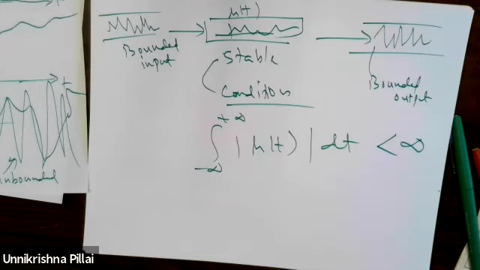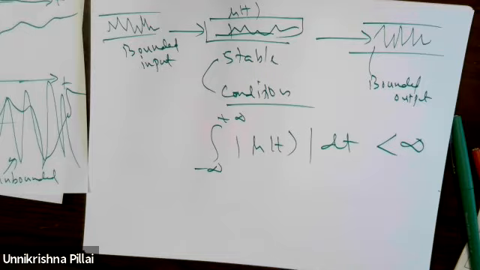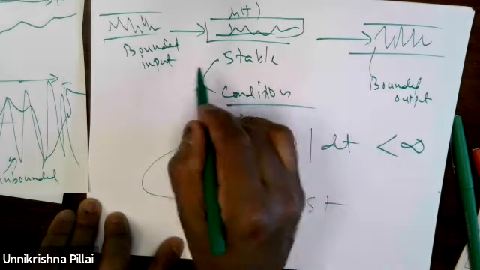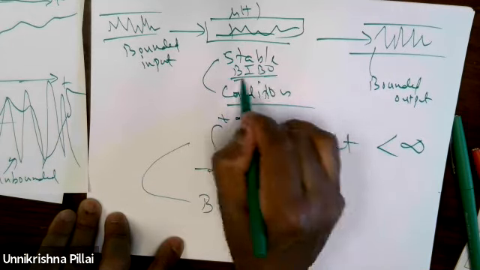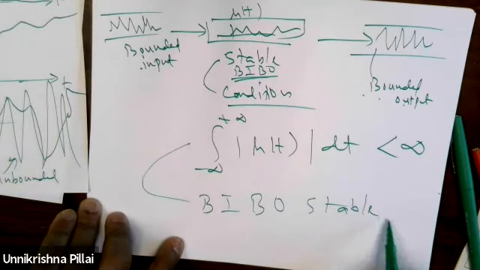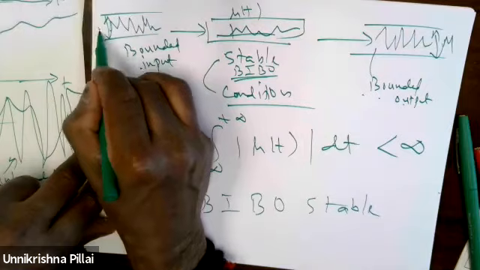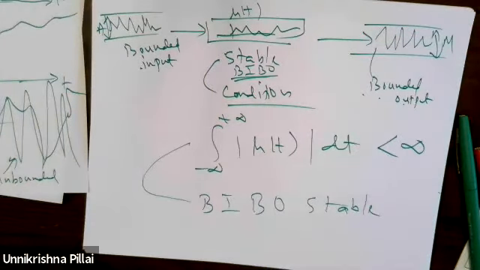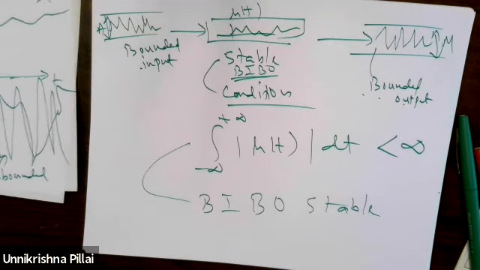Well, it's a little more than that. This says the impulse response should be absolutely integrable. Not square summable, just absolutely summable. That's the condition for BIBO stability. BIBO means bounded input, bounded output. If you have a bounded input signal and you want the output to be bounded by some value A, then the filter should have some property: its impulse response should be absolutely integrable.